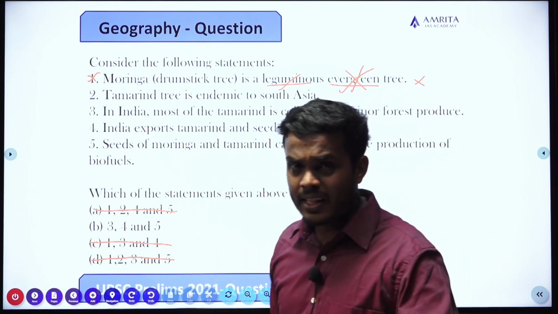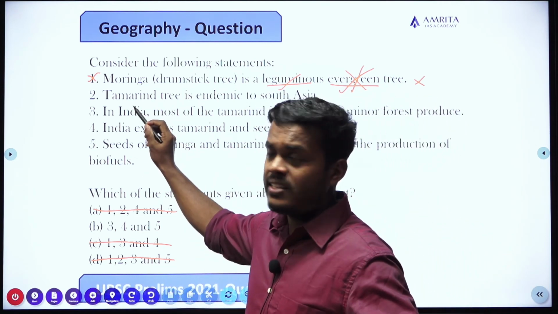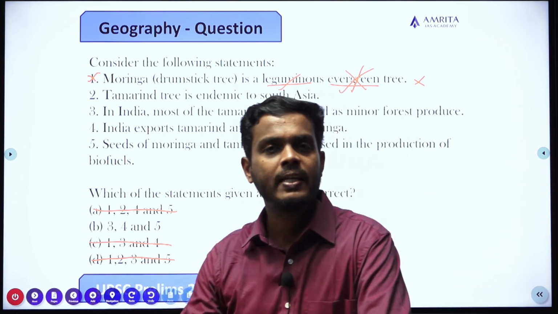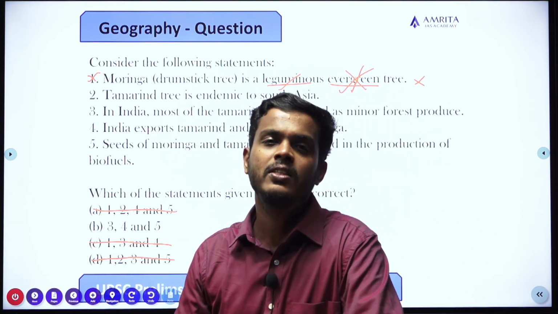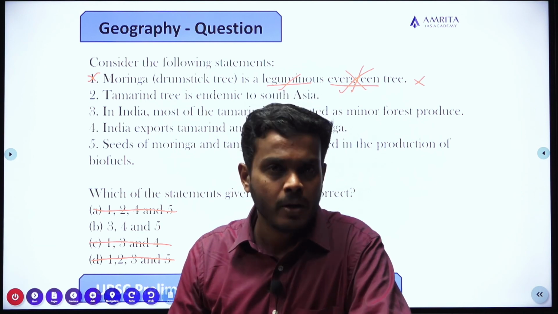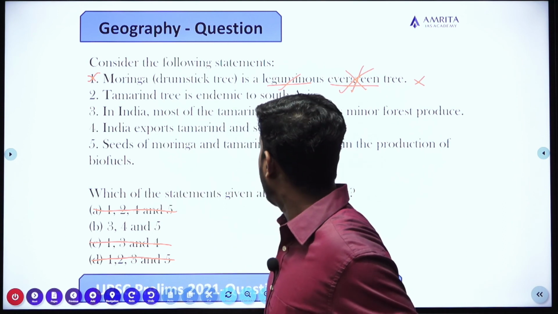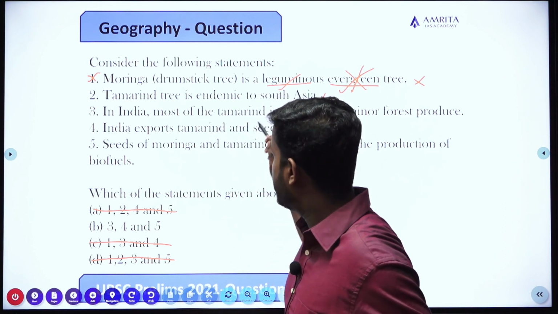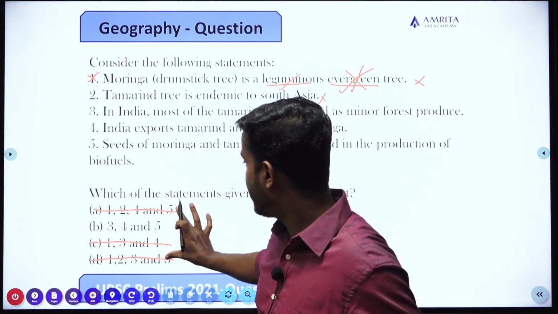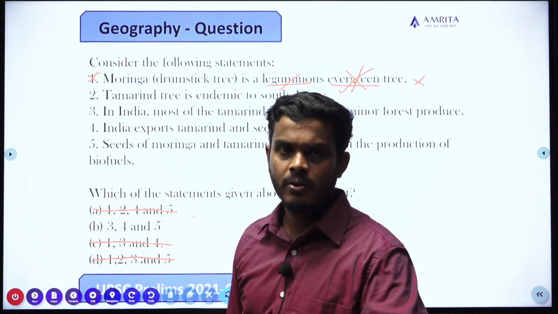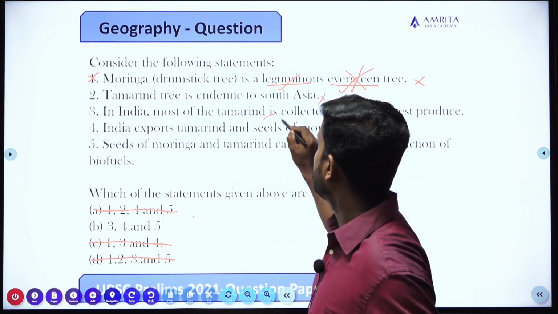Otherwise, we will go to the second statement. Tamarind tree is endemic to South Asia. Again, the tamarind tree is not an indigenous tree. It was brought to India from Africa. So if you can eliminate the second option also, you could have arrived at 2 options, B or C. Then all the other statements given are correct.